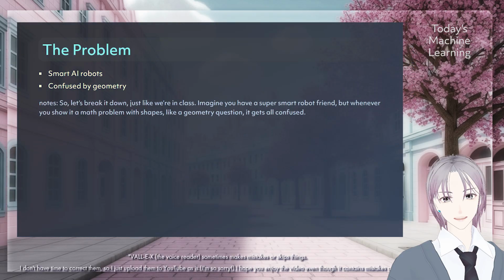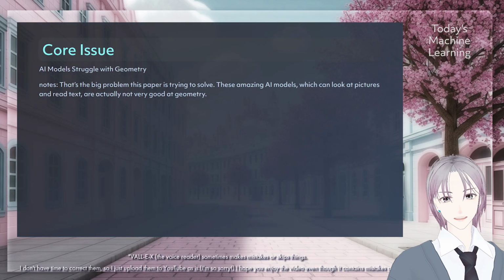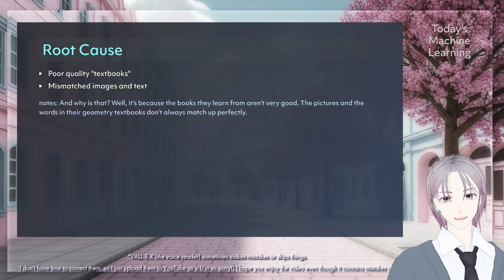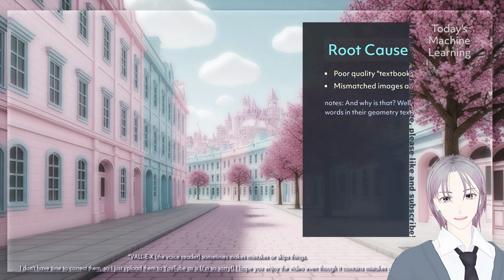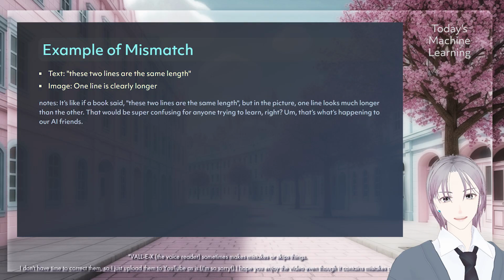Just like in class, imagine you have a super smart robot friend, but whenever you show it a math problem with shapes, like a geometry question, it gets all confused. It's the big problem this paper is trying to solve. These amazing AI models, which can look at pictures and read text, were actually not very good at geometry. And why is that? Well, it's because the books they learn from aren't very good. The pictures and the words in their geometry textbooks don't always match up perfectly. It's like if a book said, these two lines are the same length, but in the picture, one line looks much longer than the other. It would be super confusing for anyone trying to learn, right? That's what's happening to our AI friends.